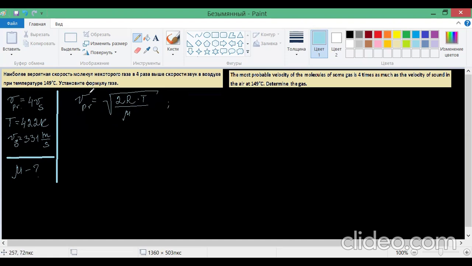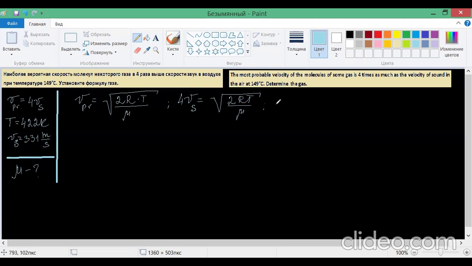For that reason, instead of this term, we can write 4 times V sub S, where S stands for sound, is equal to the square root of double RT over mu. You should remember that in physics and in physical chemistry, mu often denotes the molar mass of a substance. Okay, but the problem is that mu is under the square root. For that reason, in order to say goodbye to the radical, we should raise the left and the right parts of this equation to the second degree.